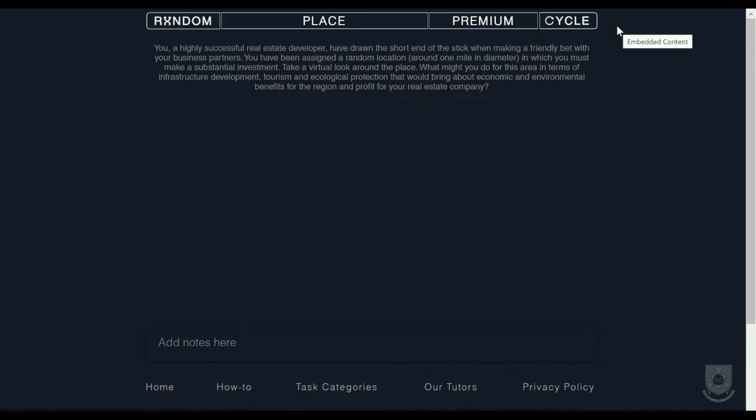Another is random place, and you have to explain what you could do about this particular area. The problem is that sometimes some scripts don't load fast enough, and if it happens, you could just restart it, and it should help.